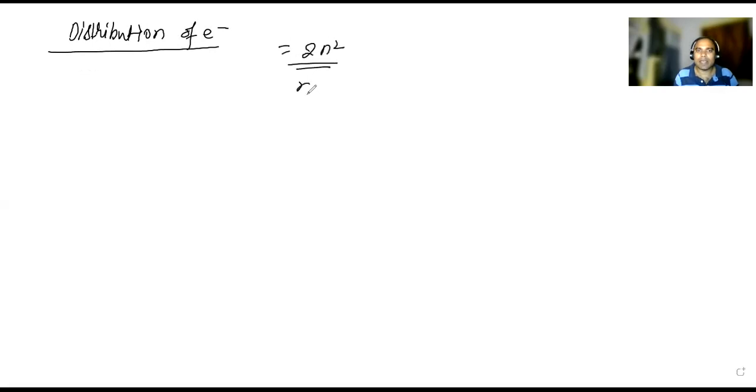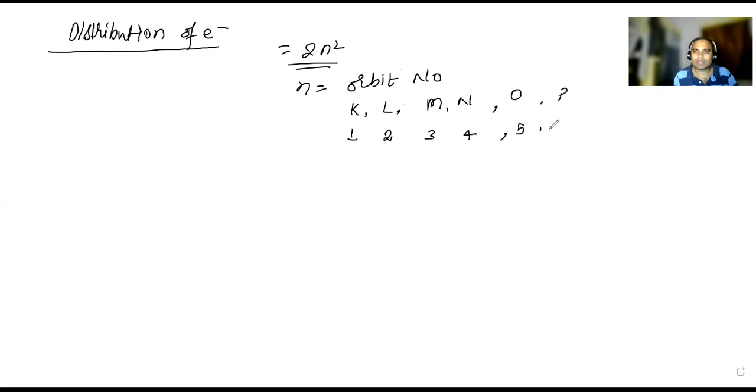At some point he said the electrons are distributed. He told about the distribution of electrons; you can see, he gave 2n squared. Here n means the orbit number. It can be K, L, M, N. K means the first orbit, L the second, M the third, N the fourth. If O is there, this is going to be 5. If P is there, this is going to be 6.